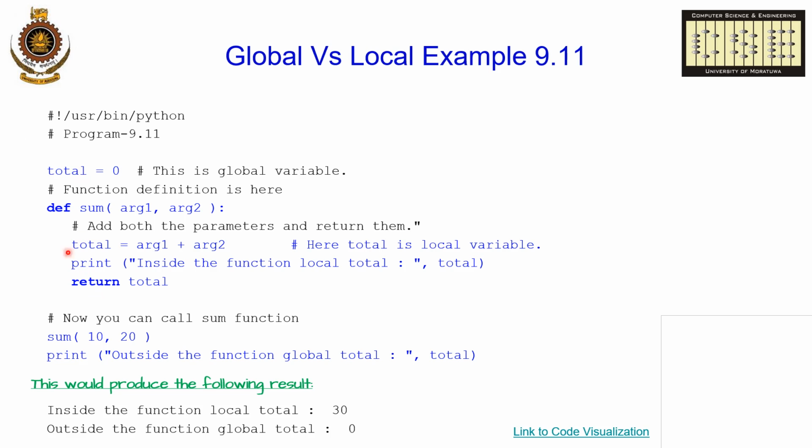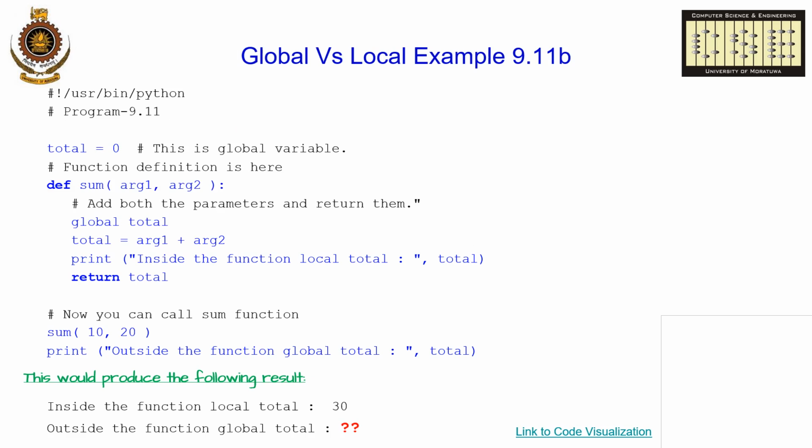Notice that this variable total has nothing to do with this global variable. This is a local variable, this is the global variable, and modifying this local variable has no effect on the global variable. Please proceed to the Python Tutor code visualization here to understand more, to visualize what exactly takes place in memory when you run this program and how the global scope versus local scope behaves.